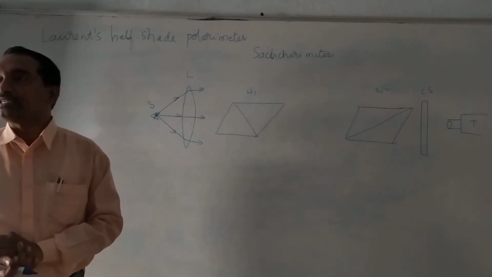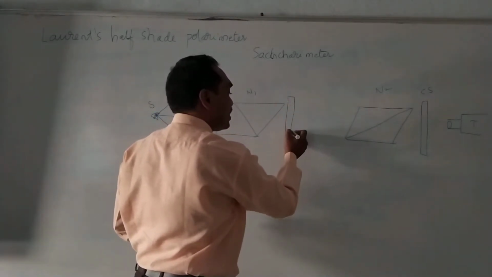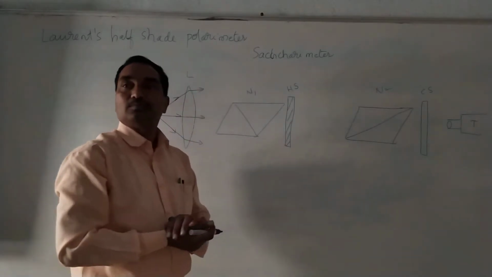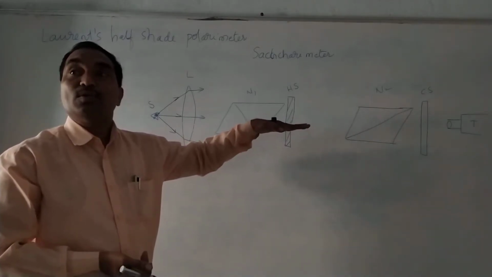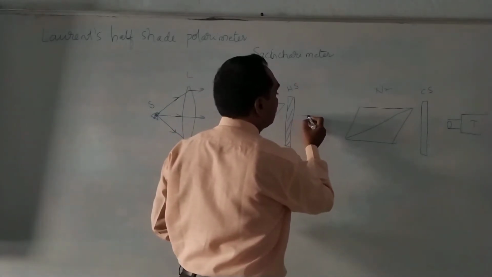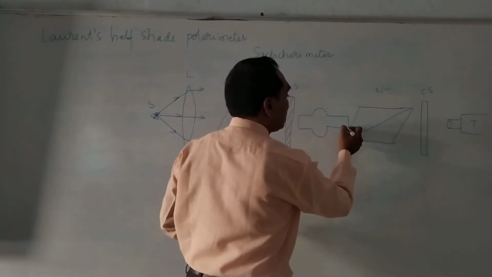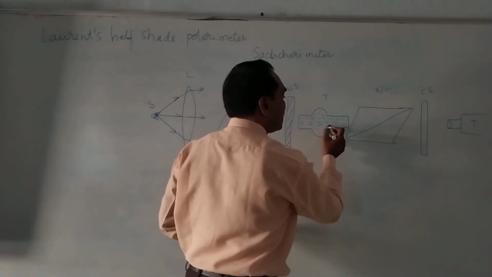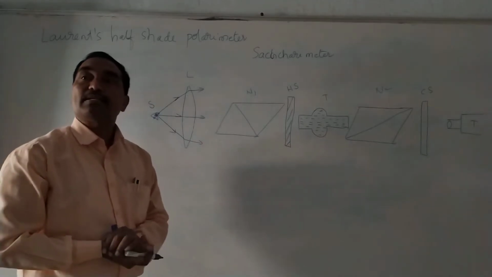What will be the other additions? There is one half-shade device placed in between Nicol prisms N1 and N2. This is the half-shade device. And there is a tube required to fill with the sugarcane juice. In this glass tube T, we put sugarcane juice, or maybe any optically active liquid. Of course, here we are discussing the concentration of a sugar solution.